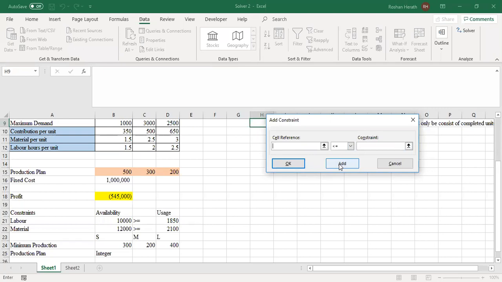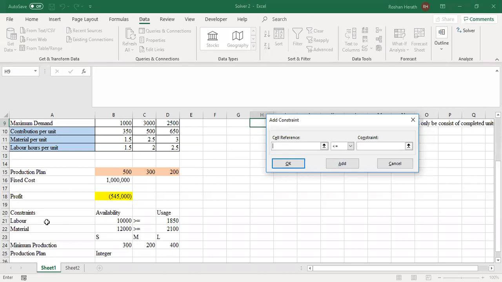Moving on to the second one, it's about the material constraint. You can see you start with the material usage. It should be less than or equal to the material availability. So that is the second constraint you have added there.